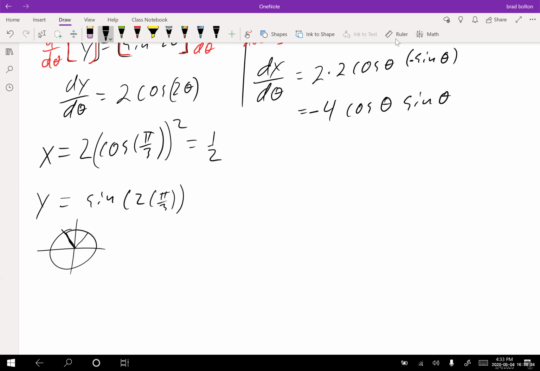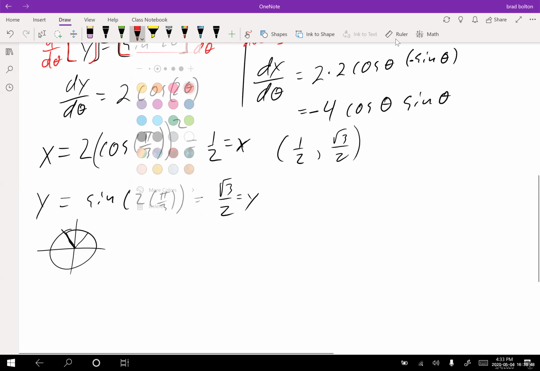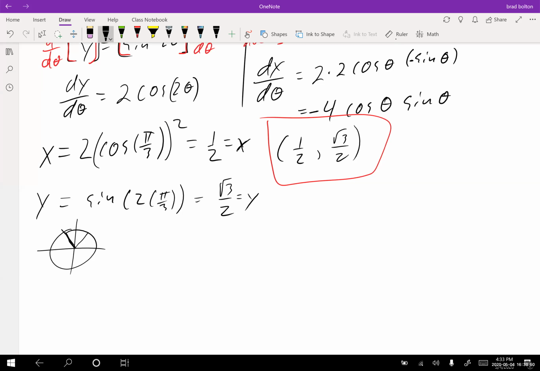And the sine of that, I believe, is square root 3 over 2. So we get square root 3 over 2. So this is my y, and this is my x. So we have our coordinates, 1/2, comma, square root 3 over 2. So we're going to need this. We're going to need that later.